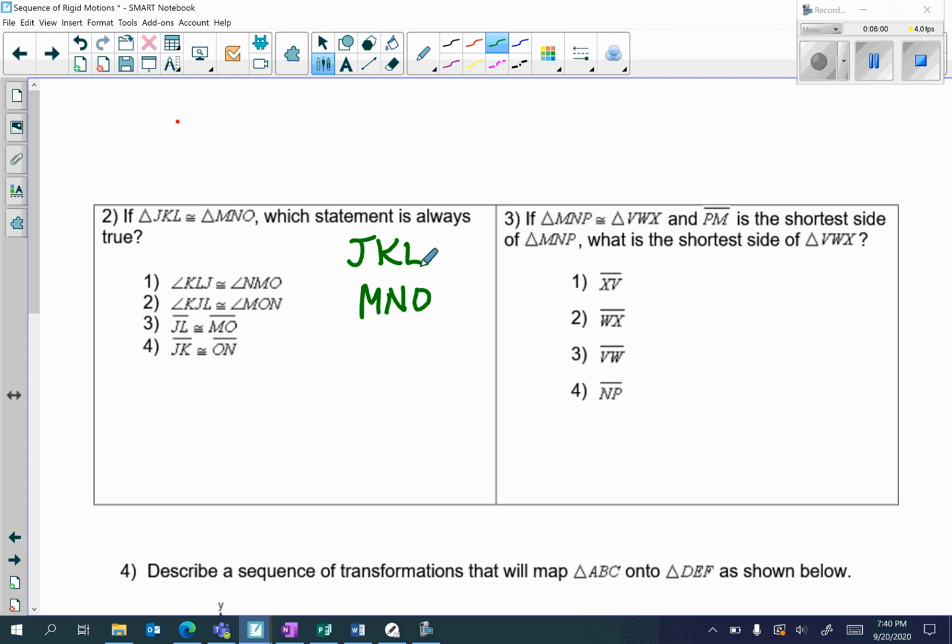If we notice, it is answer choice 3 because JL, which is the first and the last letter, is congruent to MO, the first and the last letter of the second triangle.